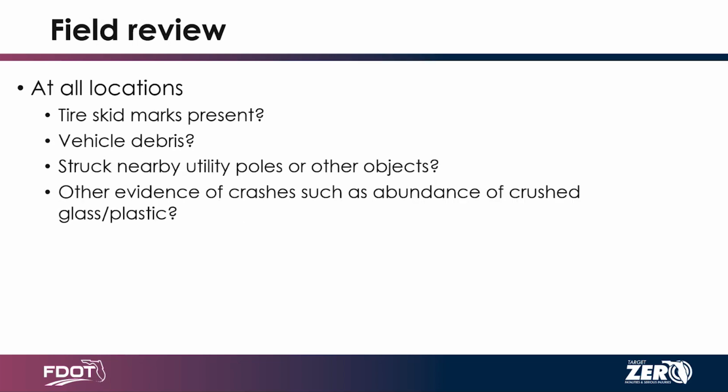And then in all locations, you want to see, is there evidence of crashes? Because not all crashes get reported. There could be minor fender benders, but that's still a safety issue, and it could become a huge issue. So you want to look for skid marks, debris, struck poles, and just general other evidence. If there's a bunch of crushed glass or plastic, those are pretty telltale signs.